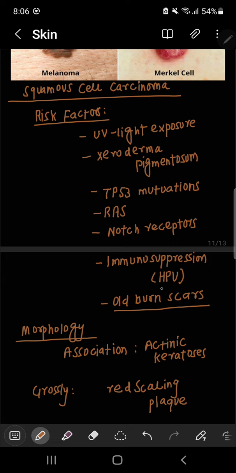There are some other predisposing factors like industrial carcinogens, chronic non-healing ulcers, old burn scars. So that's very important. That can come in as an MCQ, that old burn scars can lead to a malignant cancerous tumor of the skin. And what is that? That's squamous cell carcinoma. Also ingestion of arsenicals, and ionizing radiation.